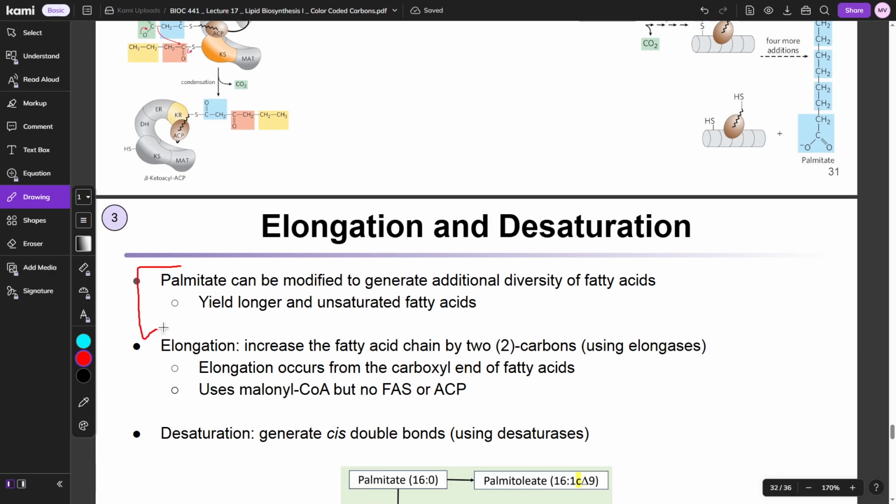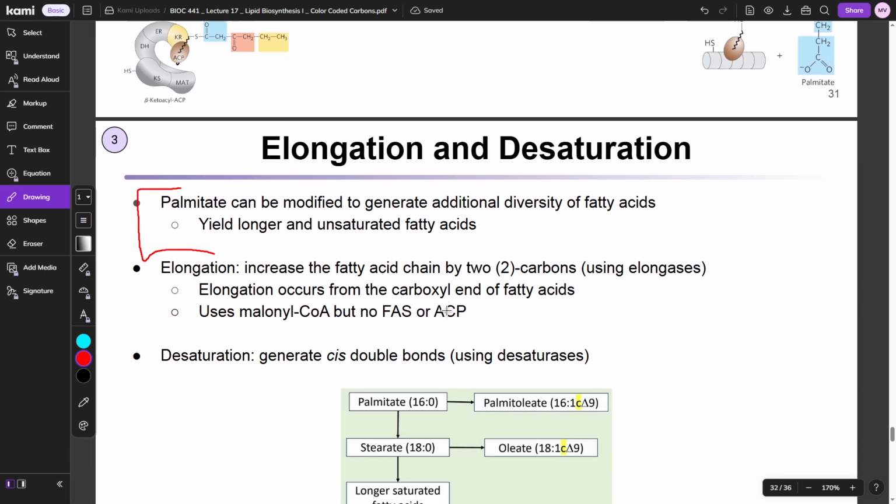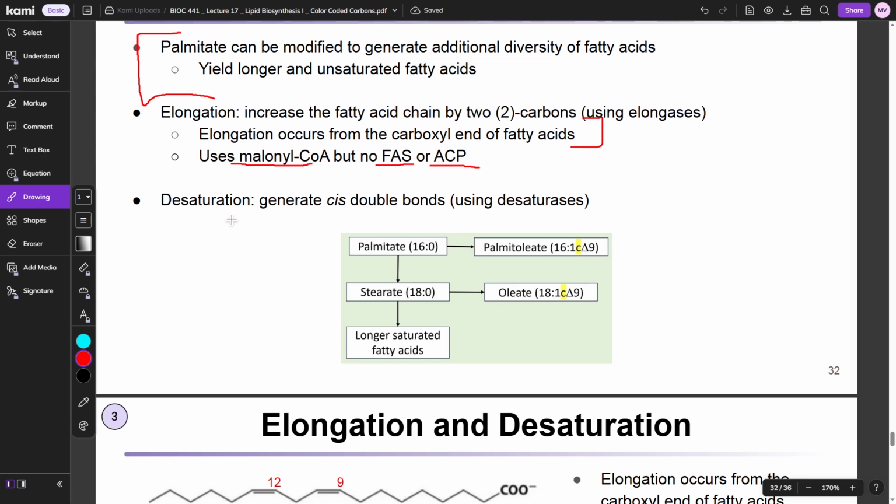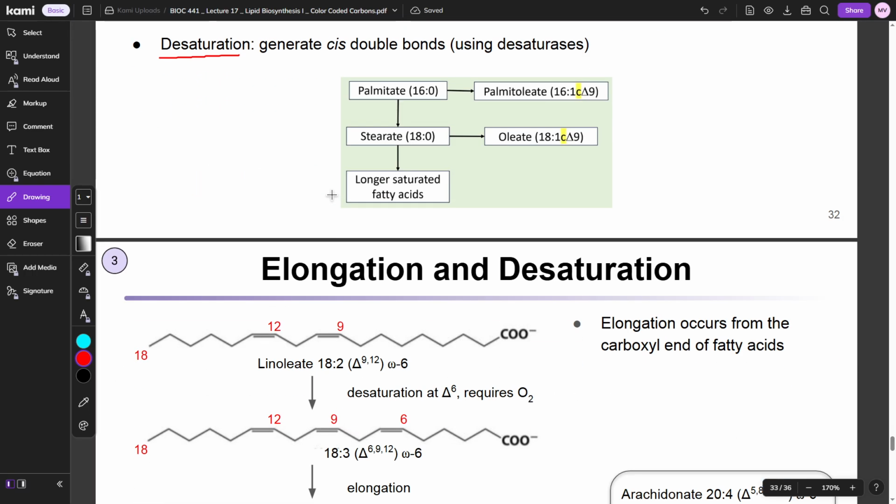So palmitate can be modified, like I said before, to generate more fatty acid types. The elongation increases the fatty acid chain by 2 carbons, and the elongation occurs from the carboxyl end, the COO end. It uses malonyl-CoA but not fatty acid synthase or the acyl carrier protein, so it's a bit of a different mechanism that you don't really have to worry about for this class. You can also talk about desaturation, generating cis double bonds using desaturases. That's something interesting to keep in mind.